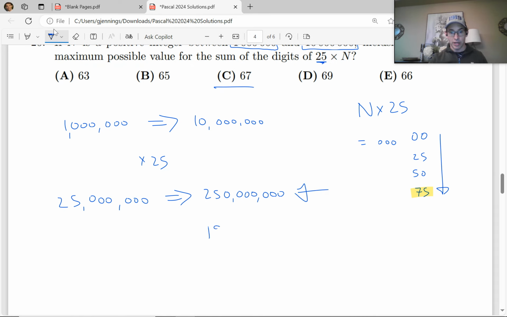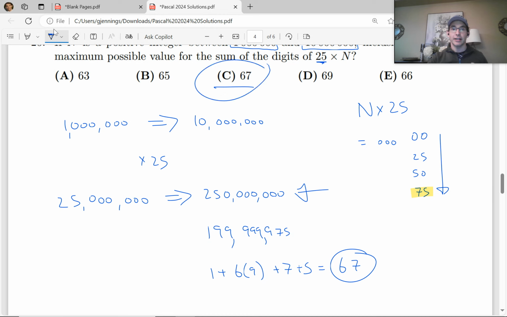And that number is 199,999,975. And that's the biggest digit sum we can get. Okay, 1 plus 6 times 9 plus 7 plus 5 happens to be 67. What did I tell you? Leafs fans. All right, so that's how I would approach this question in the future, having looked at the solution.